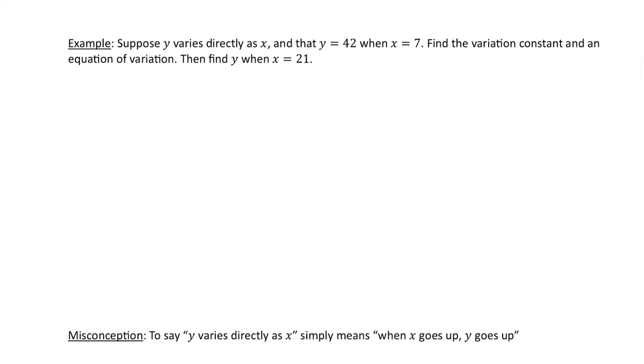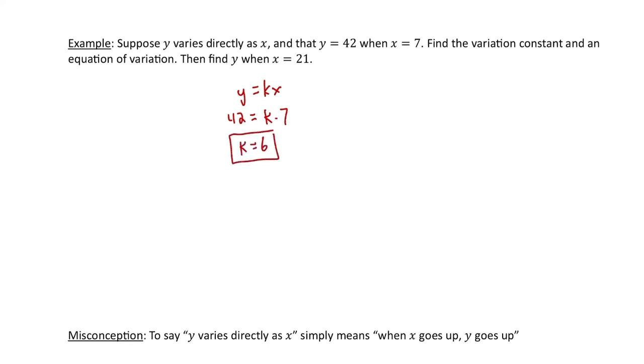Let's look at another example. Suppose y varies directly as x, and that y equals 42 when x is 7. Find the variation constant and an equation of variation, then find y when x is 21. So our equation is going to be y equals kx. Now we need to find the k though. So when y is 42, let's plug in 42 for y, x is 7. So what will the k be? Well, we have 42 equals 7k, so k is going to be 6.